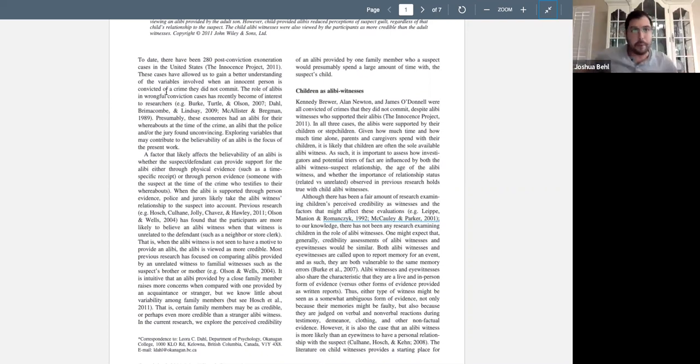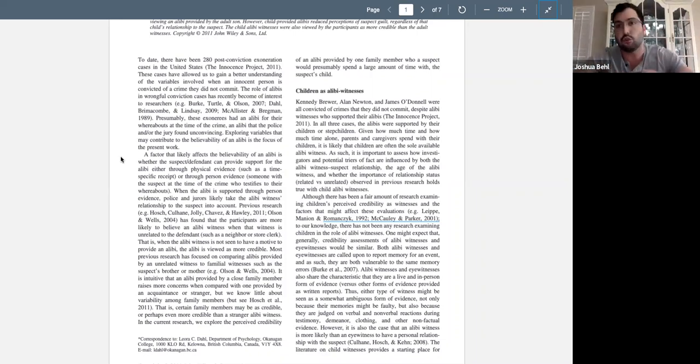So I'm not going to read this whole paper to you, but you can see to date there have been 280 post-conviction exonerations in the United States. These cases have allowed us to gain a better understanding. The role of alibis in wrongful conviction cases has recently become of interest to researchers. Presumably, these exonerees had an alibi for their whereabouts at the time of the crime. Exploring variables that may contribute to the believability of an alibi is the focus of this present work.